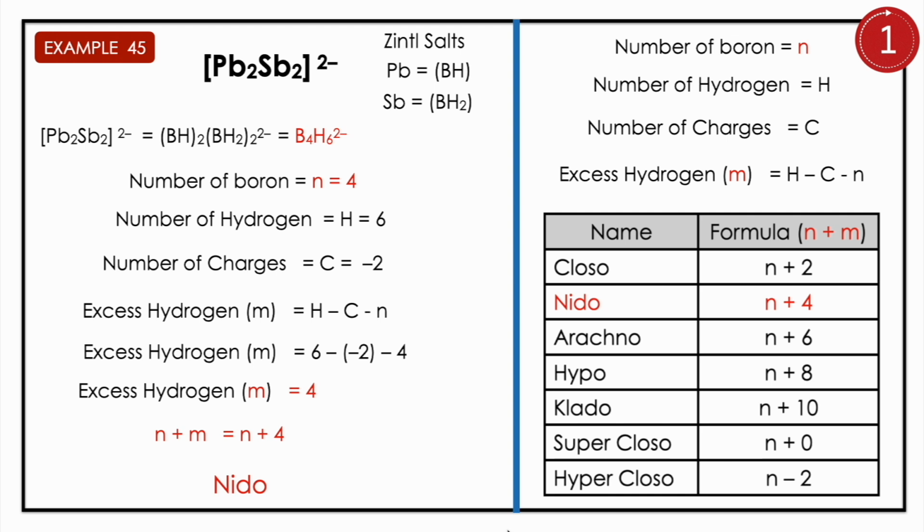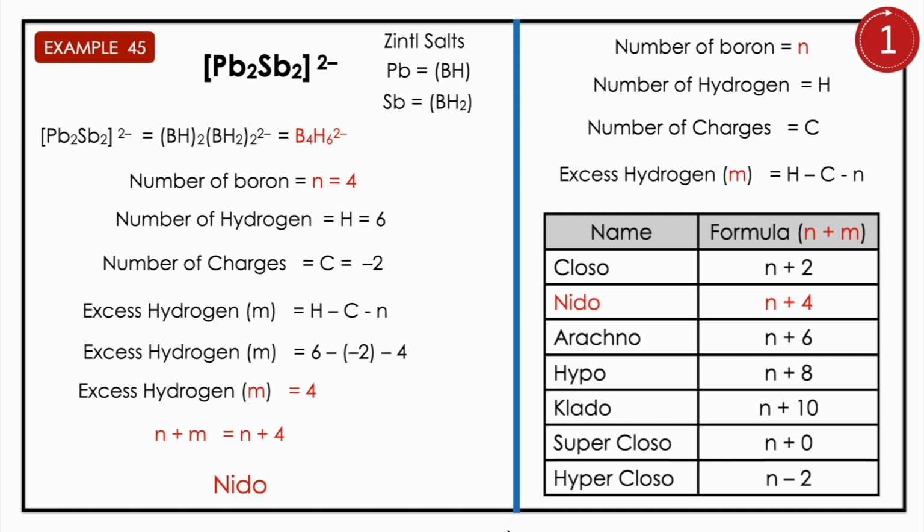First step will be counting the boron. Borons are 4, so N equals 4. Number of hydrogens are 6, so H equals 6. Charge is minus 2, so C is minus 2. Excess of hydrogen will be H minus C minus N. If you substitute the values, it is 6 minus minus 2 minus 4. If you solve it, M equals 4.